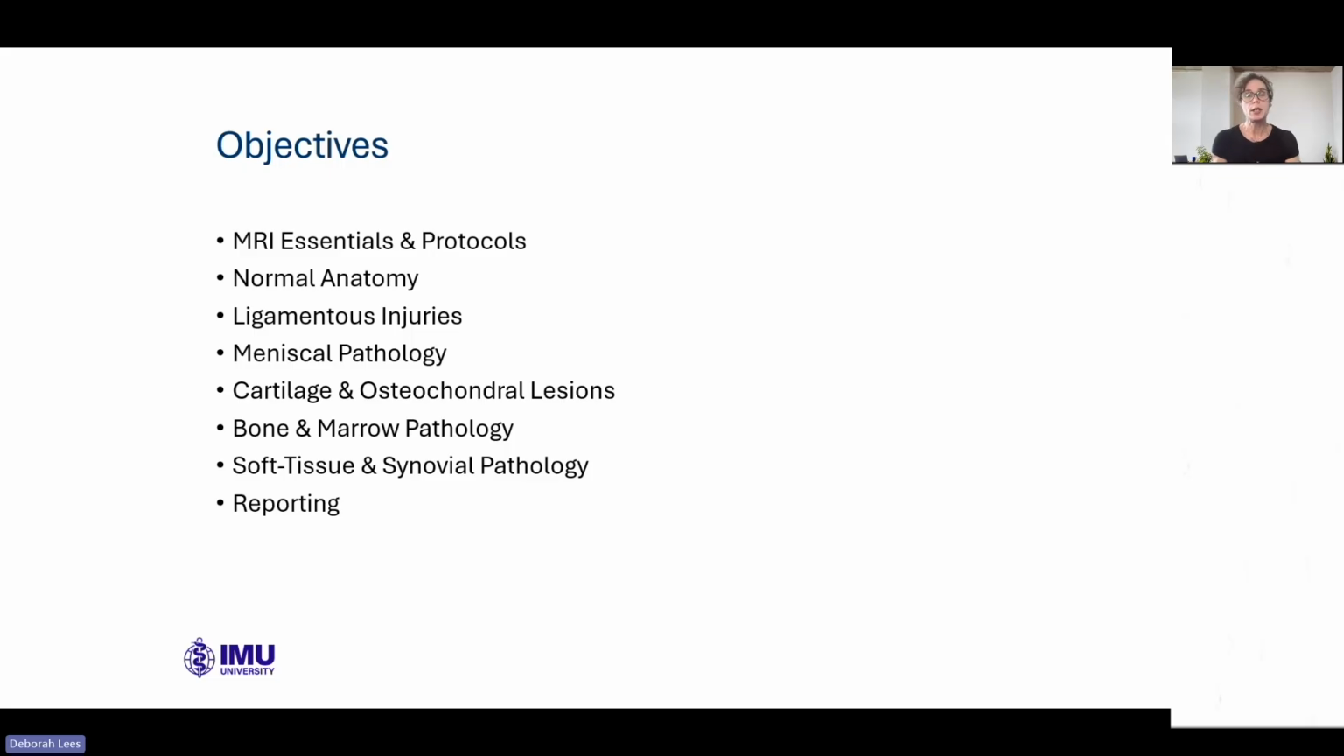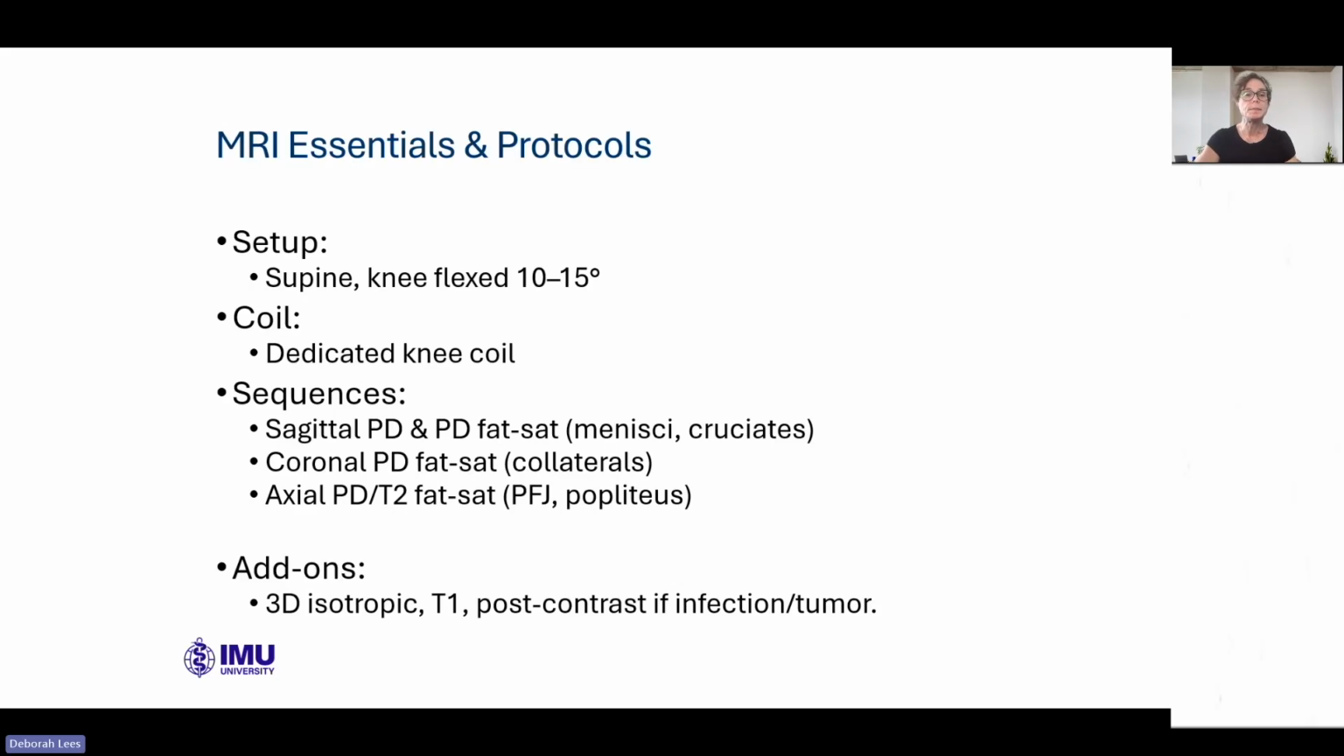A lot of the time we're just looking at either fat weighted or fluid weighted. There are one or two special sequences, but as I said, I just tend to stick to the basics. We want to look at some normal anatomy, and then I'm going to go through ligamentous injuries, meniscal injuries, cartilage and osteochondral lesions, a little bit of the bone and the marrow pathology. We'll look at some soft tissue stuff, and then we'll look at a way of reporting, giving you a little bit of structure, because each of the areas of the body sometimes need just a slight variation in terms of how you structure your assessment and your report on them.